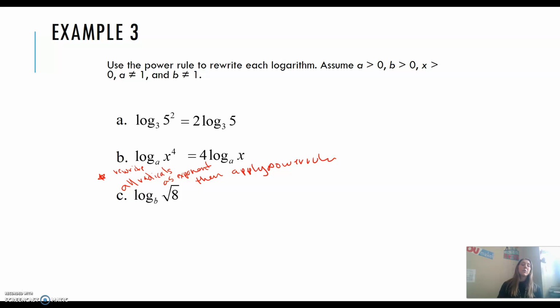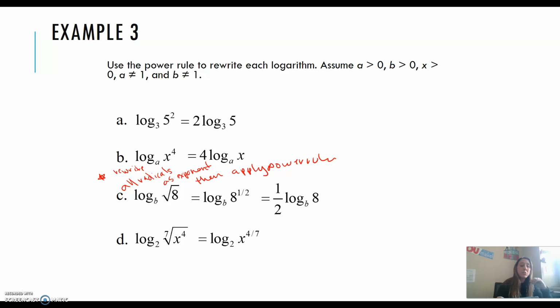Okay, so when we do that, we're going to rewrite this as log base b of x to the 1/2. Now we can apply the power rule, and we get 1/2 times log base b of 8. So again, we have to rewrite log base 2 of the 7th root of x to the 4th power as log base 2 of x to the 4 divided by 7. So we spent all that time in the last unit learning how to rewrite these. This is where it's going to come in handy. So then we end up with 4 divided by 7 times log base 2 of x.